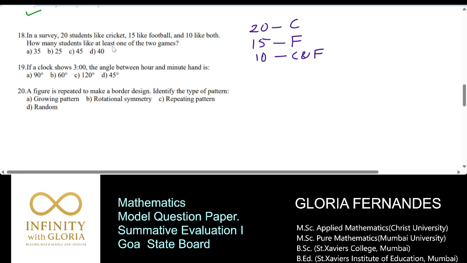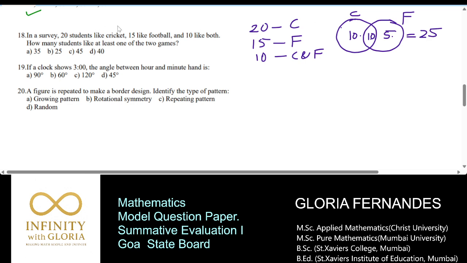So how many students like at least one of the two games? If you draw a Venn diagram over here, suppose this is cricket and this is football, okay? Now 10 students like both cricket and football, so it will come here. Cricket, how many students like? 20. So 10 is gone here, so 10 more here. And football, how many students like? 15. 10 is already written here, so 5. So total how much? 10 plus 10 plus 5, which is equal to 25.